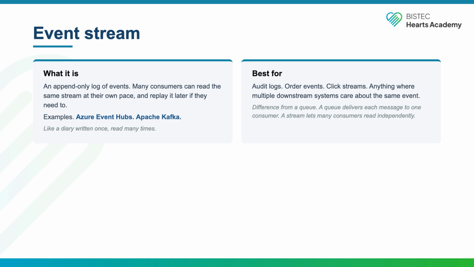The difference from a queue: a queue delivers each message to one consumer. A stream lets many consumers read independently, each at their own pace. You will not need an event stream for most simple applications, but you will see one in every large business system.